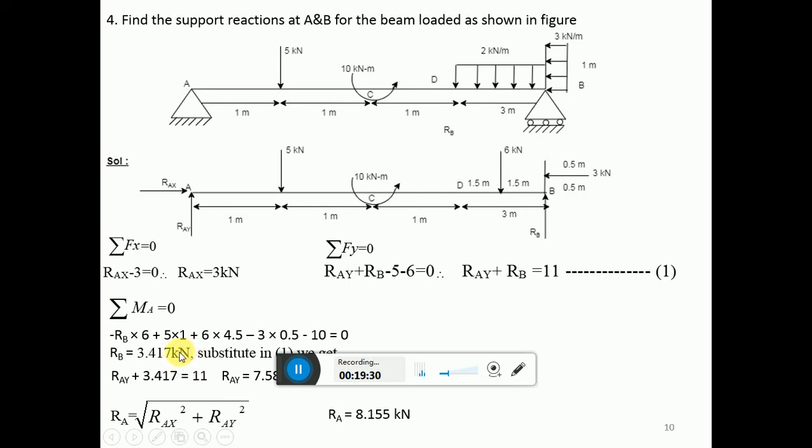Okay. Substituting this value in equation 1, you will find out what is RAY. Like in the previous problems we solved in a similar way, RAY you know, RAX you know, find out the resultant of these both forces. RA is equal to square root of RAX square plus RAY square, you will get 8.155 kilonewton as the reaction at A, and RB you will get as 3.417.